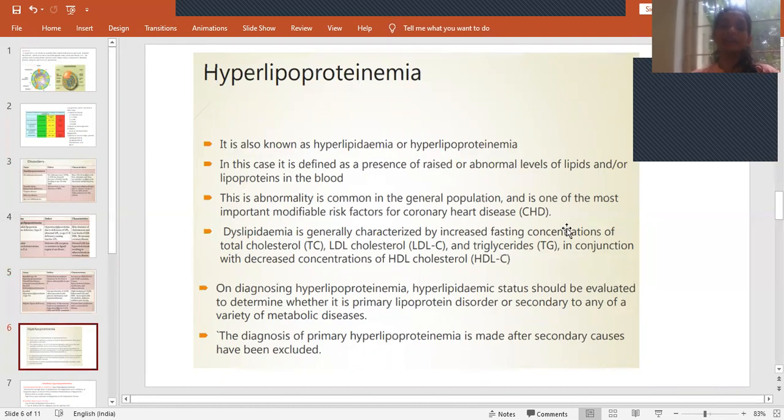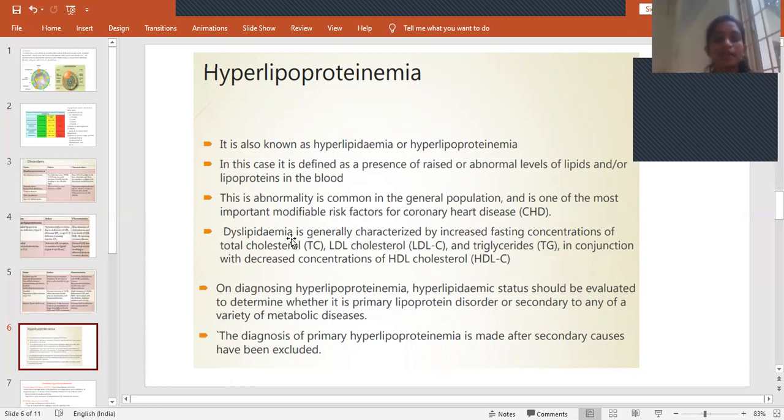That means if we find these levels are abnormal and we can correct them, we can prevent the patient from getting coronary heart disease. That is the reason we call it a modifiable risk factor. That means we can modify it. If it is high, we can use certain medications, or we can make certain changes in our diet so that we can lower the risk of coronary heart disease. So that is the reason we call it a modifiable risk factor.